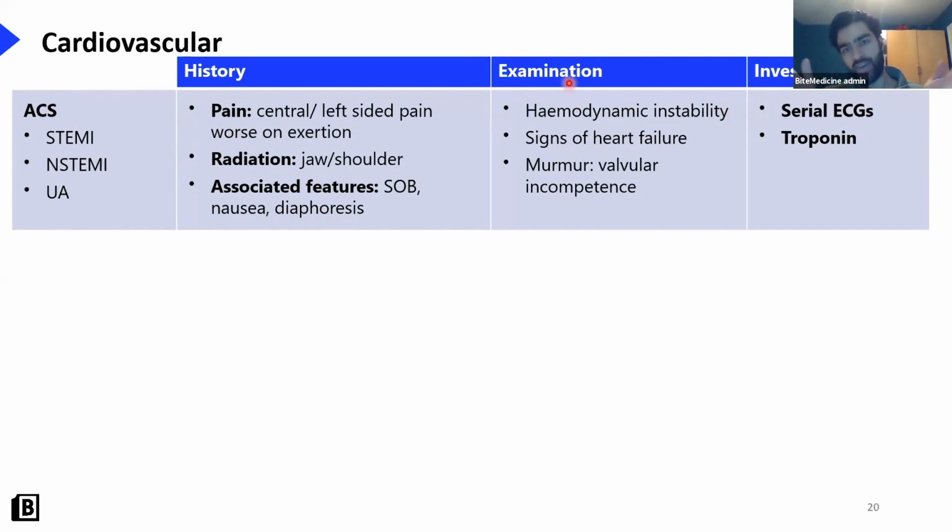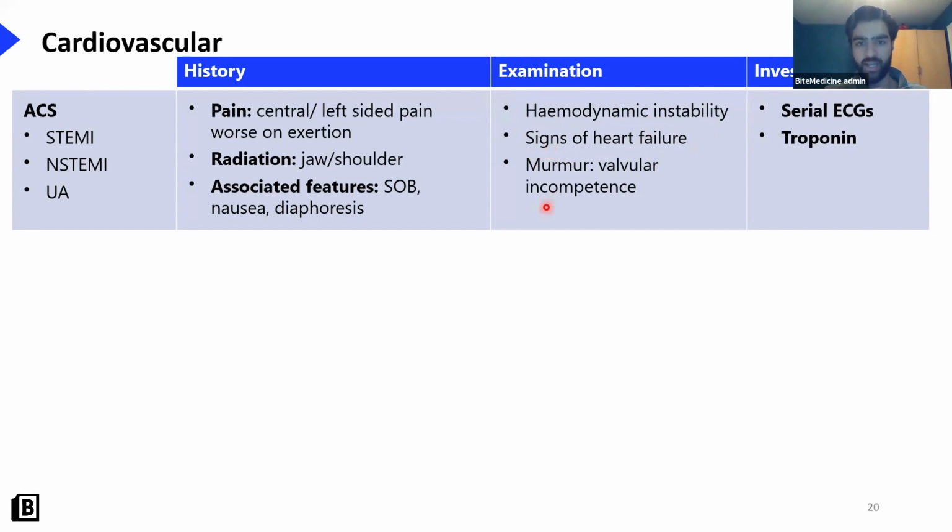Examination-wise, the patient may not have anything to find. If it's quite a bad MI, then they may have hemodynamic instability because their heart is not functioning properly, so they get tachycardic and hypotensive. Again, if it's a bad MI, then they might have acute heart failure, which will cause a raised JVP. It might cause pleural effusion. It might cause crackles in the lung because of pulmonary edema. They may have peripheral edema. So these are all things to look out for.